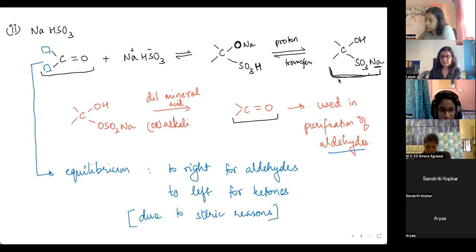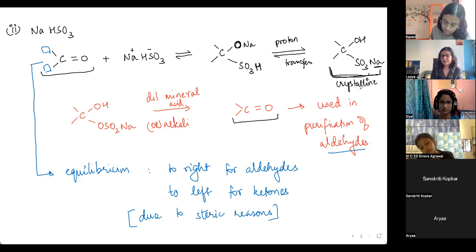Yeah, you can note this down. So this is a crystalline salt. You dissolve this in water, separate it from the other impurities, and then once you separate it, basically hydrolyze it, you get your aldehyde back. That's how you verify.